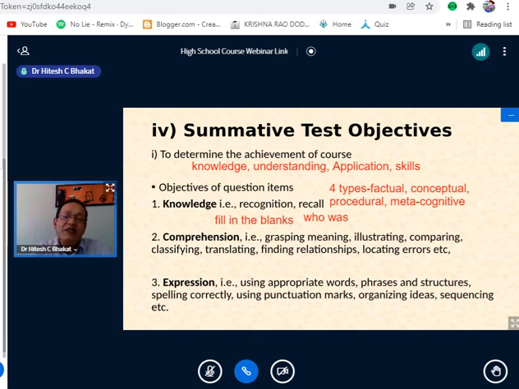Why do some children get 10 out of 10 in an answer, 100 out of 100? How do they get it? Because when you put all this in the right order, the evaluator is convinced to give the allotted mark, because there are no mistakes or errors. The student has written the answer using appropriate words, phrases and structures, spelling correctly, using punctuation marks properly, and organizing ideas based on three principles: the principle of importance, the principle of time of occurrence, and the principle of categorization. When you organize an answer using all these three principles, you cannot cut marks on that. So these are what we call the three objectives: knowledge, comprehension, and expression.